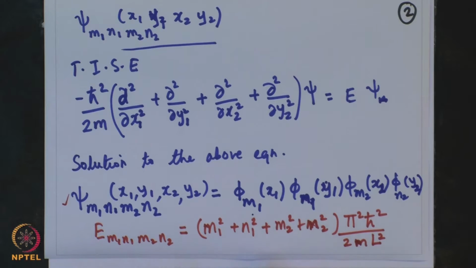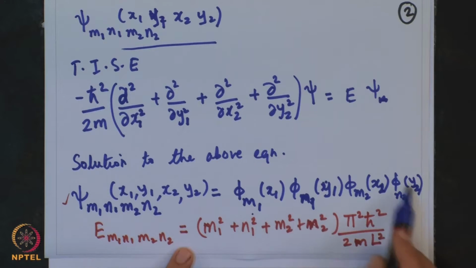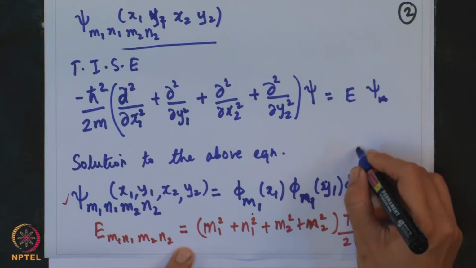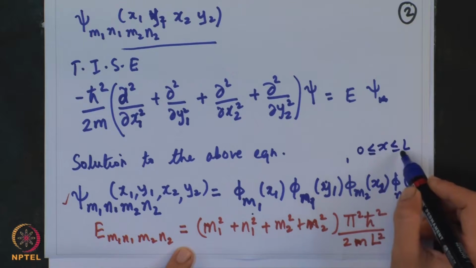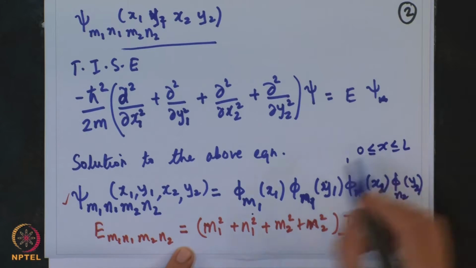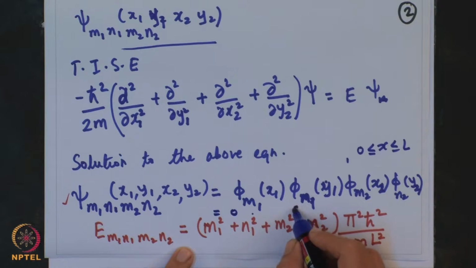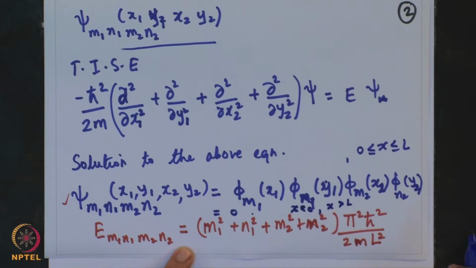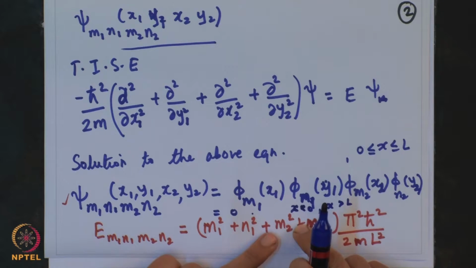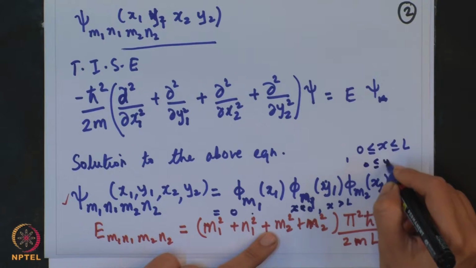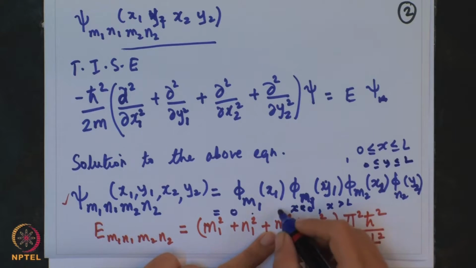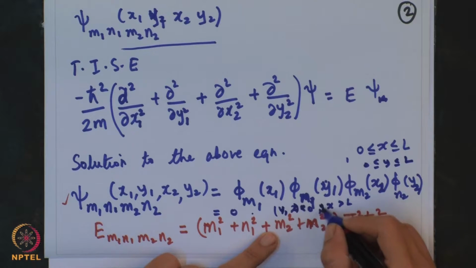And remember that the wave function is of this form in the region x between 0 and L, that is inside the box. However, this wave function would be 0 for x less than 0 and x greater than L. This is the same condition which we have for the particle in a box. In this case it is x and y both, so this will be the same for y also.